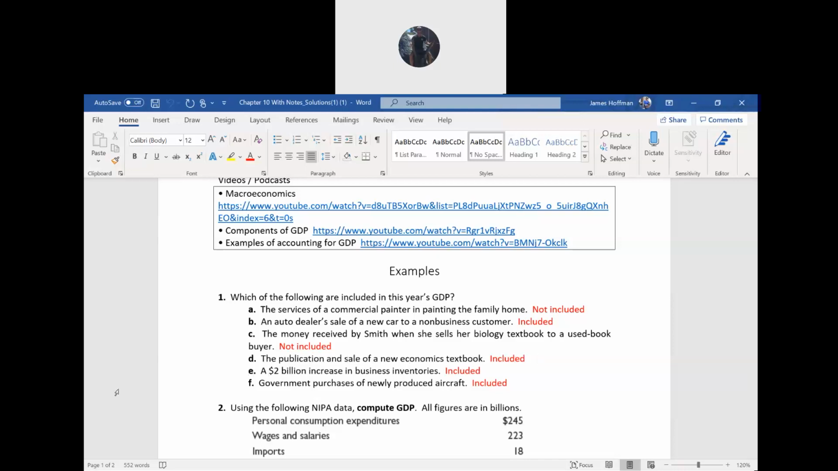Okay, E, a 2 billion increase in business inventories. This is included because this is business spending. Even if the good or service doesn't get sold, if it's produced, it adds to their inventory. So this goes into the gross private investment. Any increase or decrease in inventories, that's a change in the productivity. So that's included.